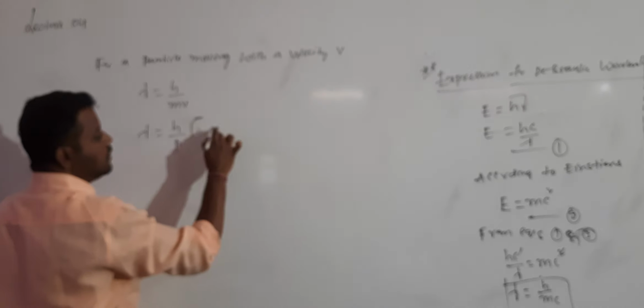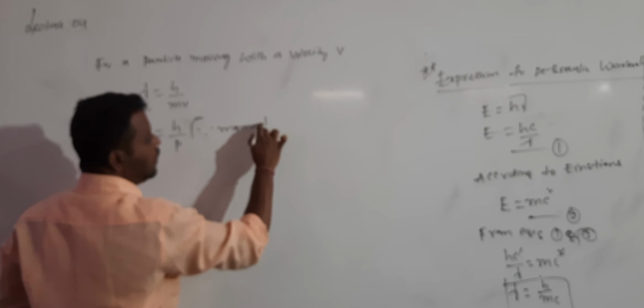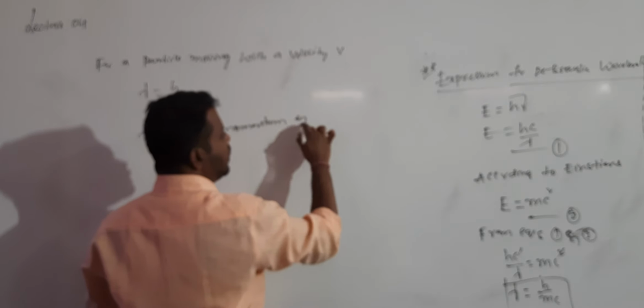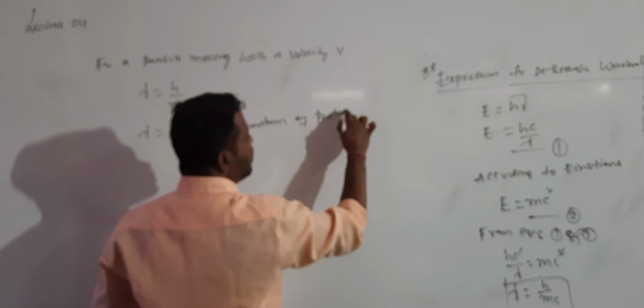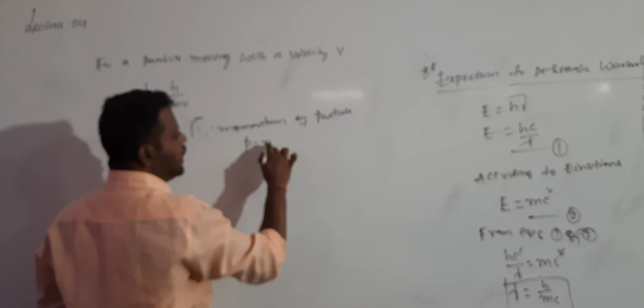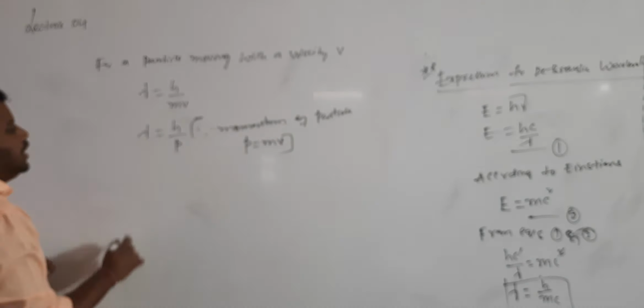What is p? It is the momentum of the particle, the product of mass and velocity. Correct? So lambda is equal to h by p. We can also calculate the momentum: p is equal to h divided by lambda. By knowing the wavelength of the particle, we can calculate the momentum of the particle. But we know the relation between kinetic energy and momentum.